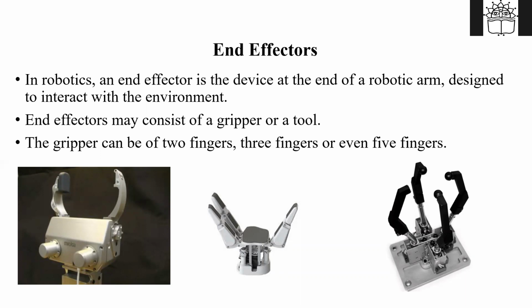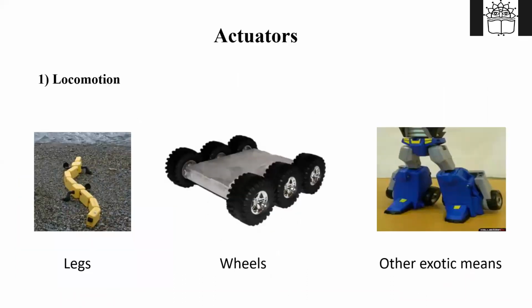Now the end effector can be a gripper or a tool, right? So it can be a 2-finger end effector, it can be a 3-finger end effector, or it can be even a 5-finger end effector. So you can see the photographs. The first photograph is 2-finger, the second photograph, that is the middle one, has a 3-finger end effector, and the third one is a 4-finger end effector. Now actuators, right, which are nothing but muscles. They may be arms or they may be legs. So if you talk about legs, it can be legs, it can be wheels, or it can be other exotic means like a combination of wheels and legs.